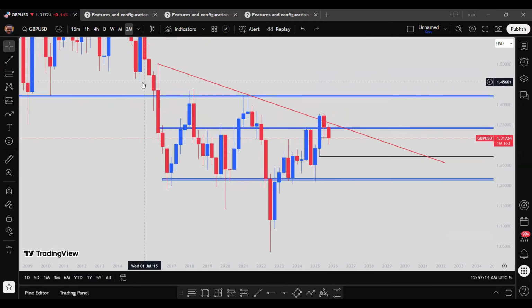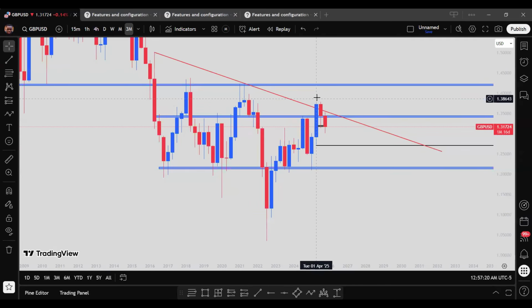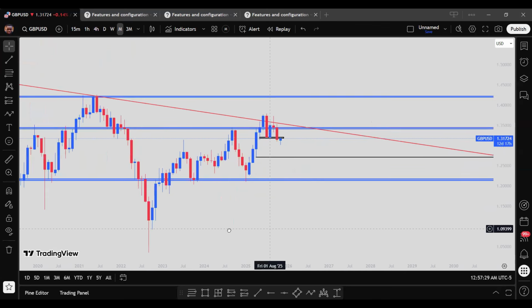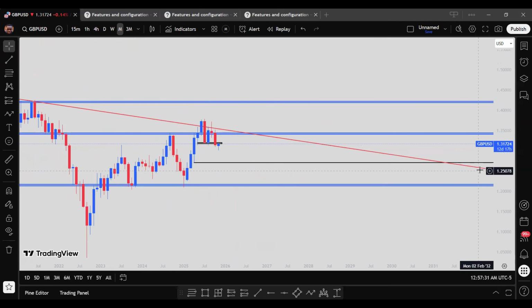And we have this descending trend line here. We have the first touch here, we have the second touch, and we have the third touch. So price seems to break above it here, but now price is trading below it. And if I show it on the monthly time frame, even after price broke this trend line, price still respects it. So now price has broken above it.